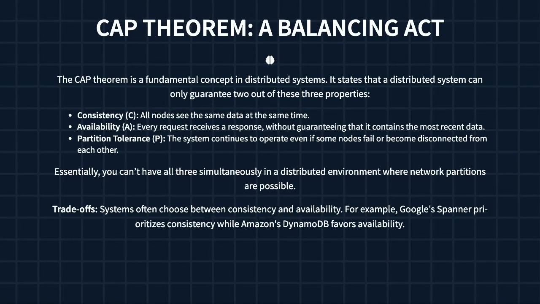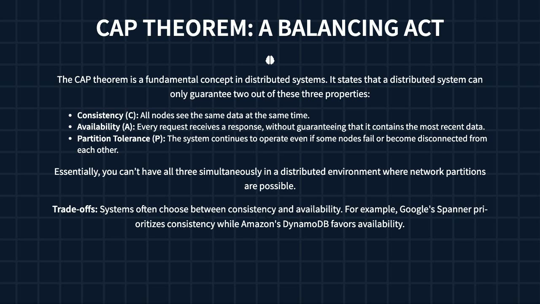Okay, let's talk about the CAP theorem, a really important concept when you're building distributed systems as a backend developer. It basically says that if you're working with multiple servers or nodes, you can only guarantee two of these three things: consistency, availability, and partition tolerance.